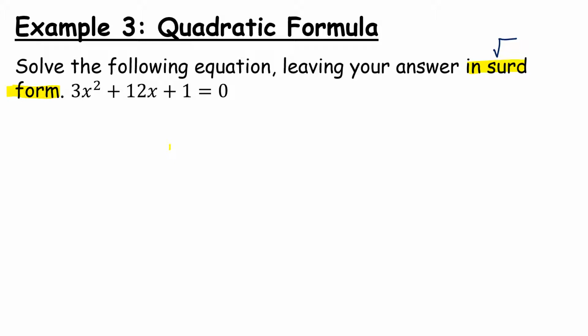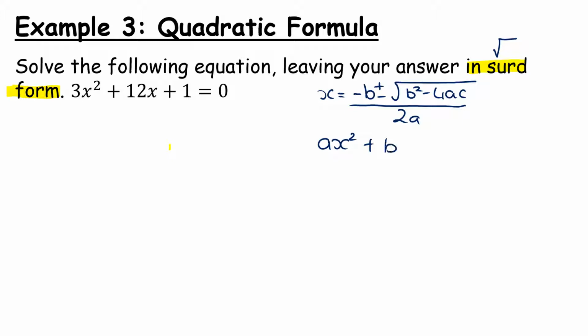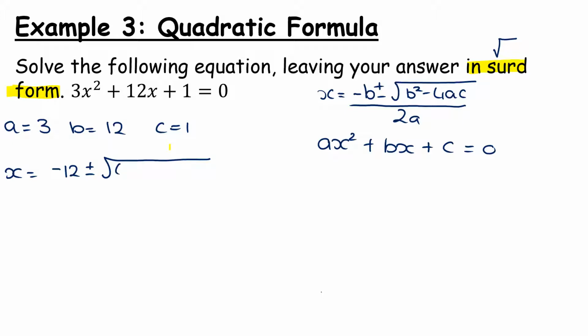So let's write down the minus b formula. x is equal to minus b plus or minus the square root of b squared minus 4ac, all over 2a, where we're working with ax squared plus bx plus c equals 0. In this example here, a equals 3, b equals 12, and c equals 1. So subbing into our formula, we get x equals minus 12 plus or minus the square root of 12 squared minus 4 by 3 by 1, and that's all over 2 by 3.